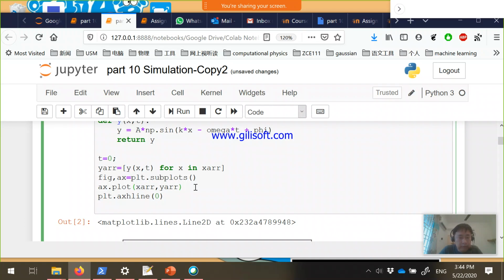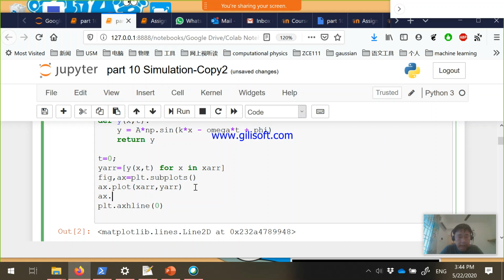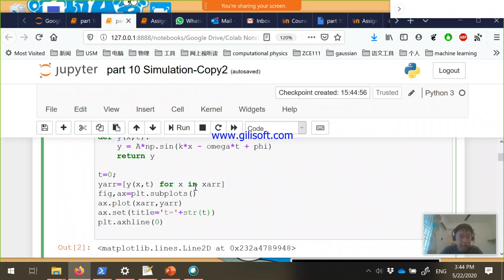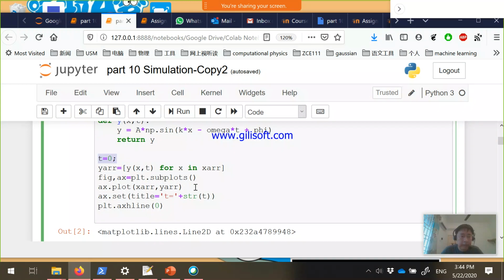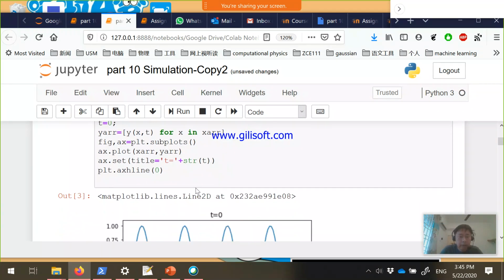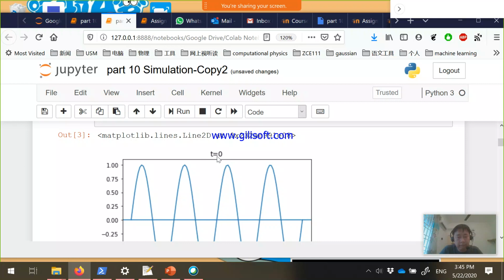The reason I want to do this is because I want to label it. So I say ax, I would set values for the title. So the title should be set at what? Title is t equals plus string. The string is giving me the value of t. Now here t is set at 0. So I have a curve that tells me the value of t.